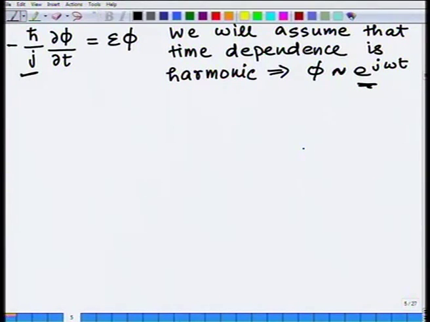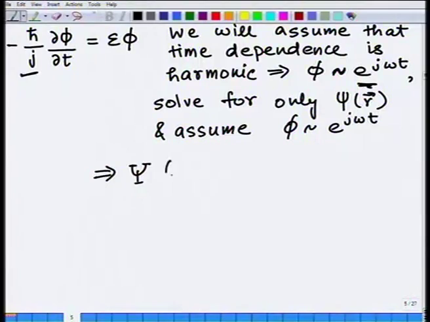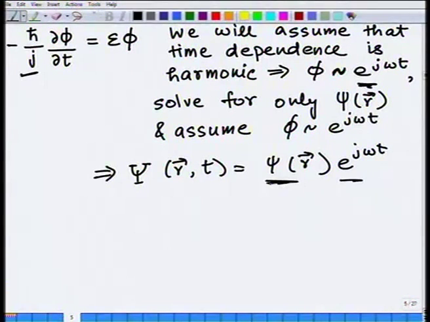So, we are going to assume that whatever we do subsequently, we will solve for only the spatial part, psi, and assume phi to be e to power j omega t. This implies then this whole wave function of r comma t is equal to phi of r times some constant times e to power j omega t, the time dependence of this point, and this is the part we are going to solve, right.